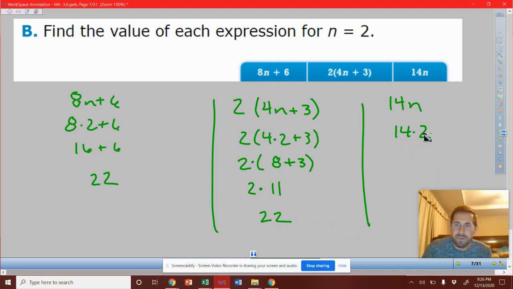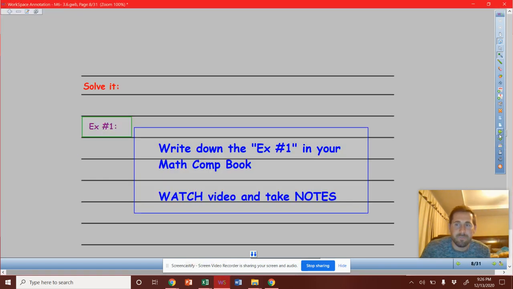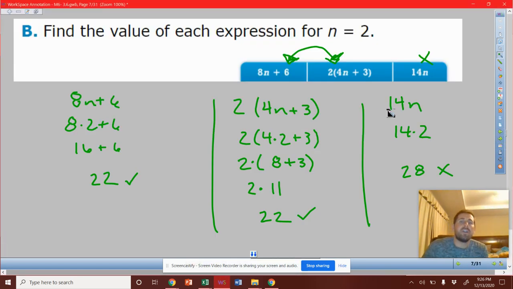So last, we have 14 times 2. That equals 28. So these two expressions equal 22 each, but this 28 does not equal 22. So what that's saying is, maybe these two expressions are equal to each other, but not equal to the expression 14n. And we could test this again with any other numbers, but we're going to look at why these two are equal to each other as we continue this lesson.